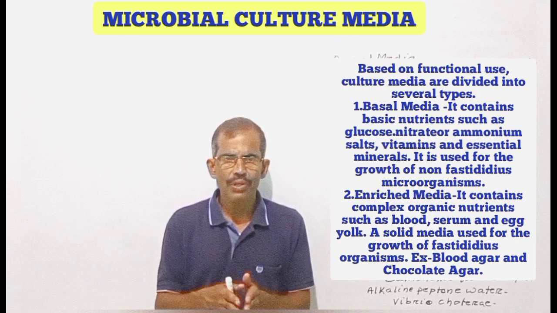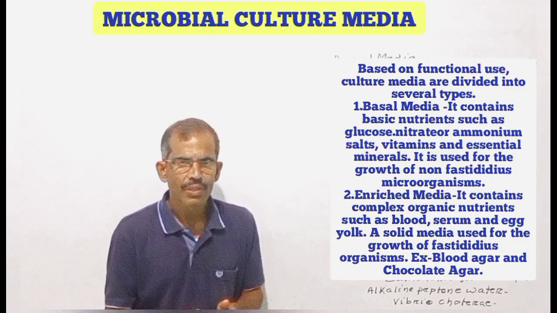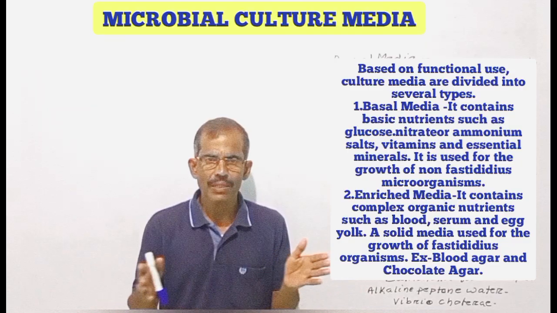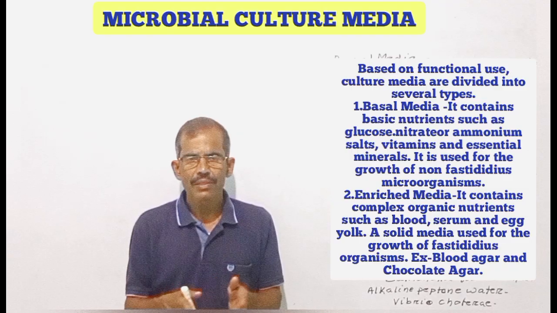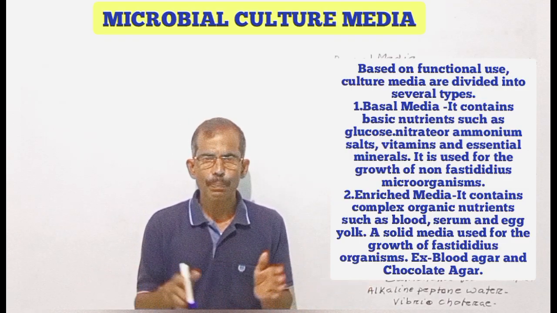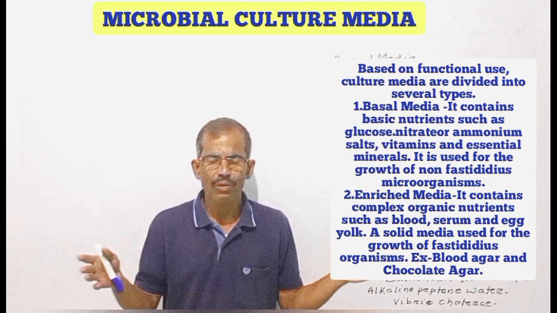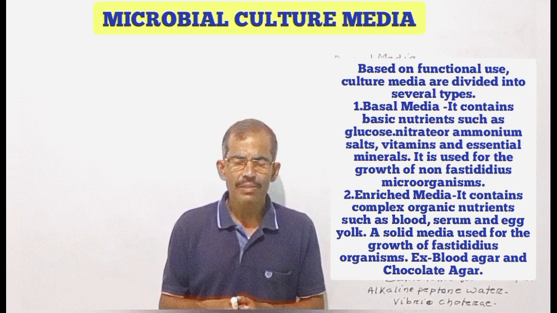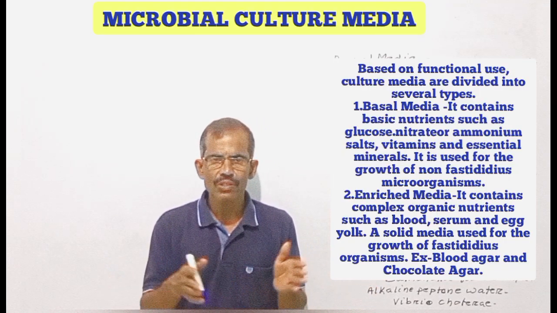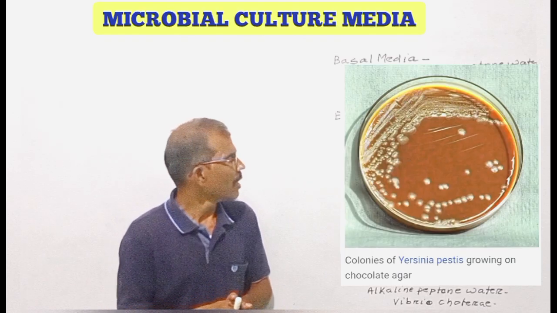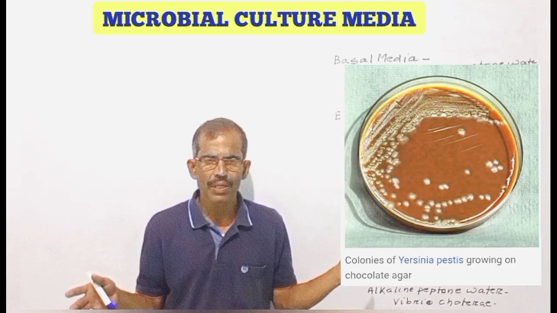Examples are nutrient agar and peptone water, which are used for the growth of Staphylococcus and Enterobacteria. Number two, enriched media. It is a solid media containing complex organic nutrients such as blood, serum, or egg yolk. Enriched media is widely used for the growth and cultivation of fastidious microorganisms. One example is blood agar, which is an enriched differential medium.